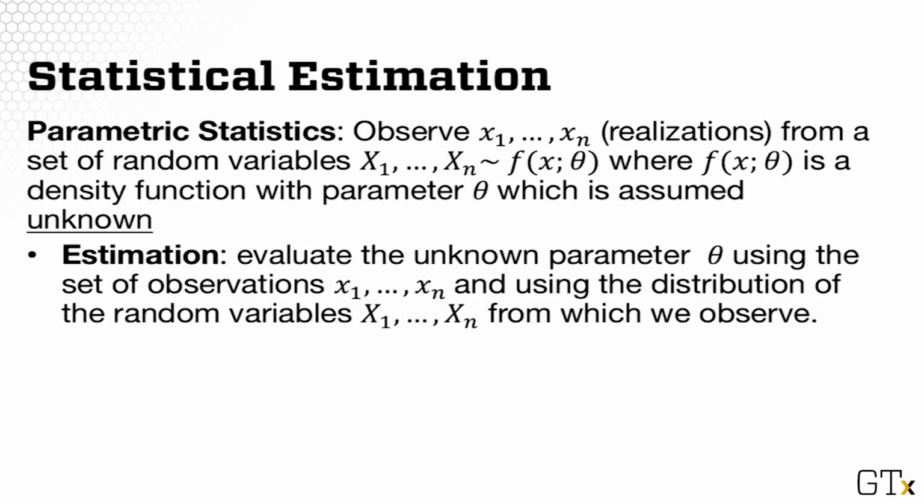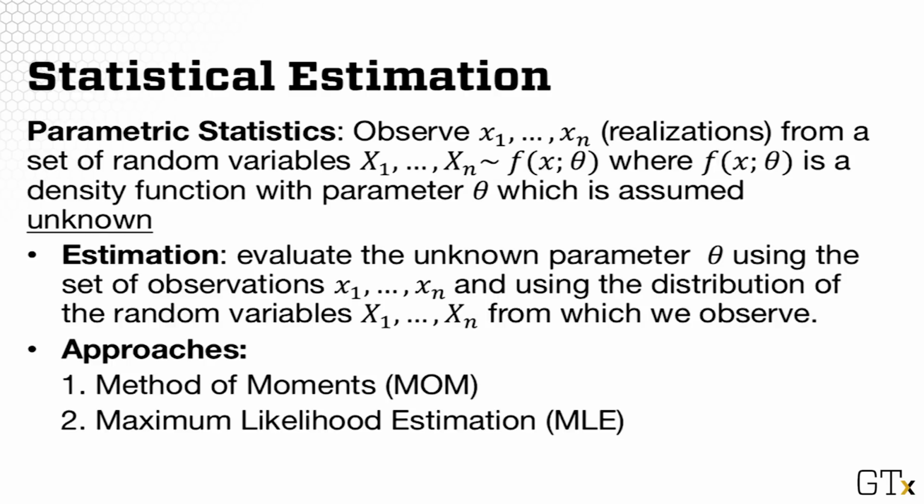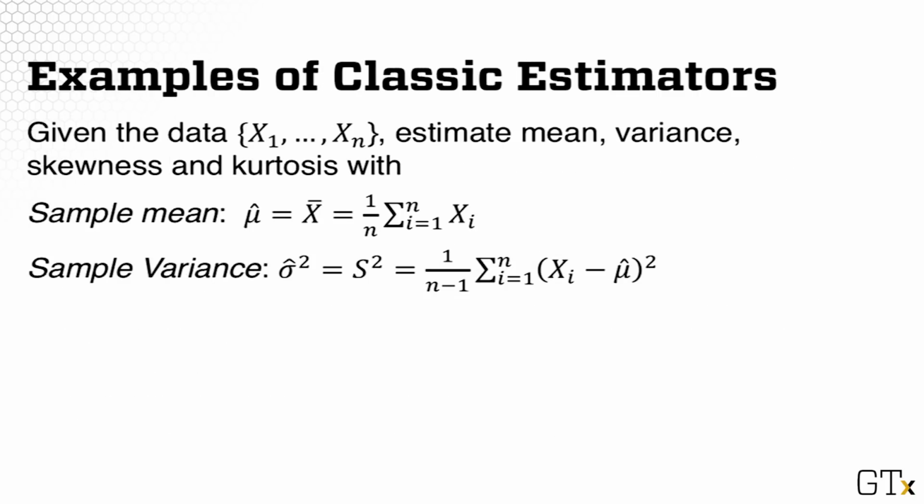Specifically, we develop a function of the data to estimate theta that has good statistical properties, such as small bias and or small variability. Two common approaches in statistics to obtain estimates for statistical estimation are the method of moments and the maximum likelihood approach. Some classic estimators commonly studied in the basic statistical courses are the sample mean and the sample variance.